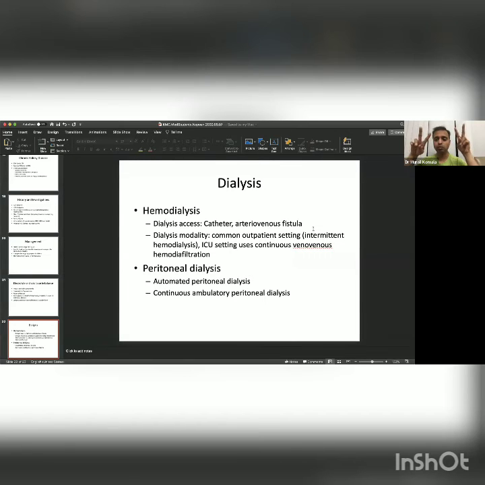Now, it can be done two ways. One, a machine can do it, which is known as automated peritoneal dialysis. And continuous ambulatory peritoneal dialysis is where the patients themselves do the dialysis. They'll do exchanges every 6 hours, so every 6 hours they'll empty that abdomen and fill new fluid in.